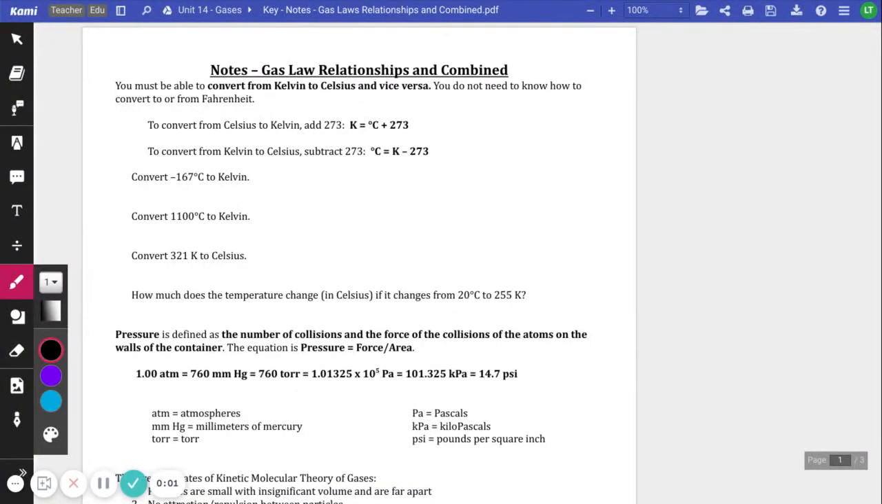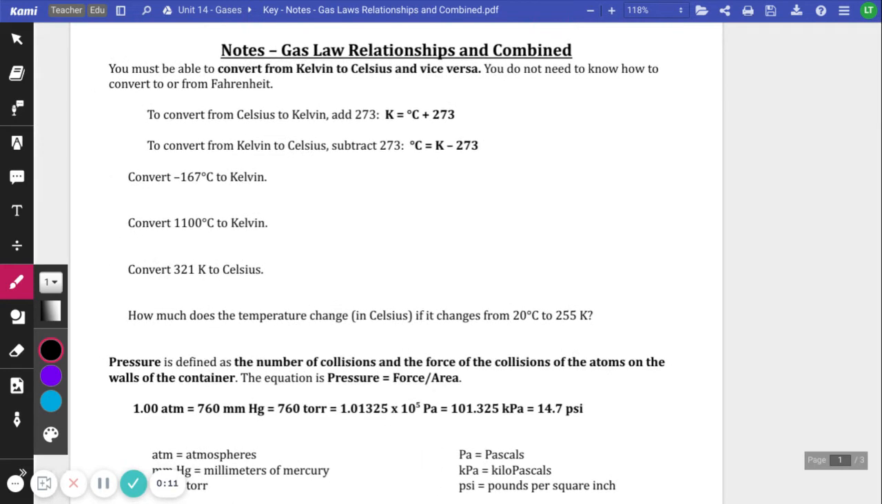Hi guys, so today we are jumping into our very last unit of the year, which is gas laws, which is exciting. So today we will be introducing gas laws, as well as talking about our first one, which is the combined gas law. Gas laws basically relate how gases are affected by changes in pressure, temperature, and volume.